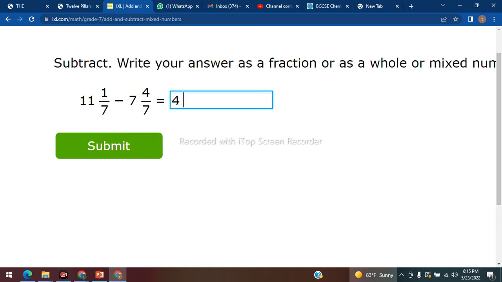I like this question. This is a slick question because look, if we do 1/7 minus 4/7, what would that be? Negative 3/7, right? We have to borrow. But that's not gonna be good. What we could do is change both of these to improper fractions and then hit it like that.